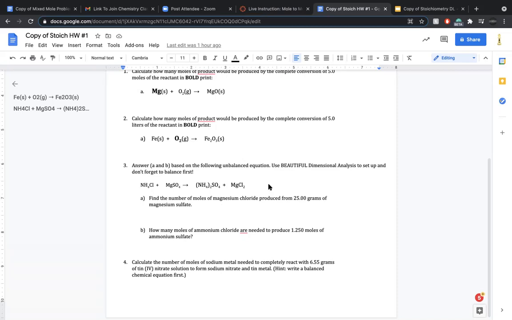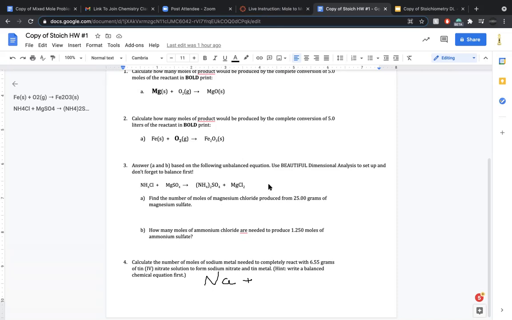Calculate the number of moles of sodium metal needed to completely react with 6.55 grams of tin 4 nitrate to form sodium nitrate and tin metal. So we're going to need to write the equation ourselves. Sodium metal is just going to be Na. And then we have 6.55 grams of tin 4 nitrate. I don't remember the formula for that one. I'm going to look it up real quick.